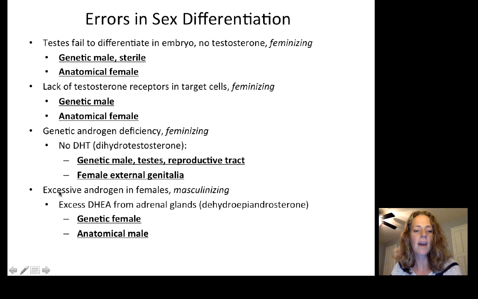We can also have excessive androgen production in females, and that will be masculinizing. So in this case, for example, excess DHEA from the adrenals can take a genetic female during embryonic development and send signals to the external genitalia, and she will look anatomically male.